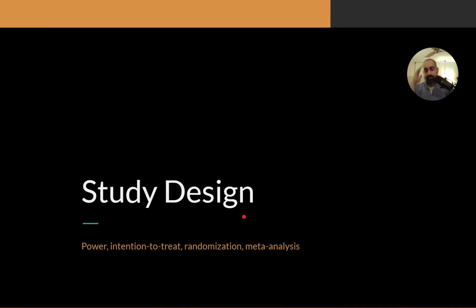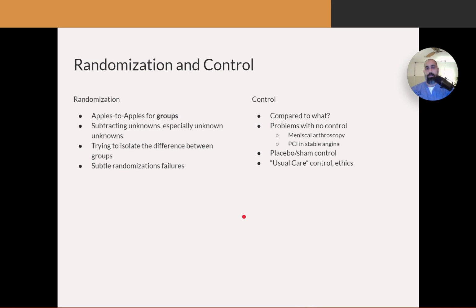So, now we're going to get into study design. Power, intention to treat, randomization, and meta-analysis. So, randomization is ensuring that you are comparing groups that are fairly equal. And the reason that that's important is you cannot control everything. So, you can control whether you have equal numbers of men and women. You can control for height or age or obesity status.